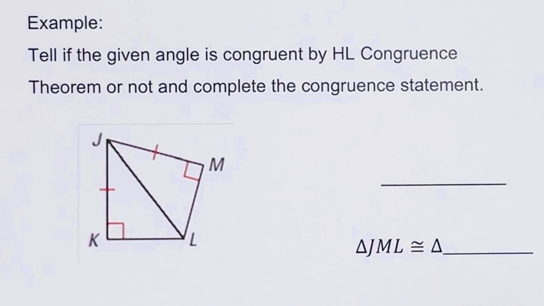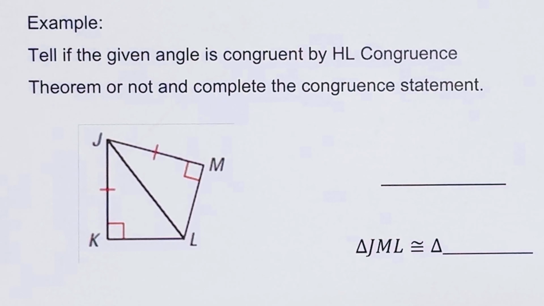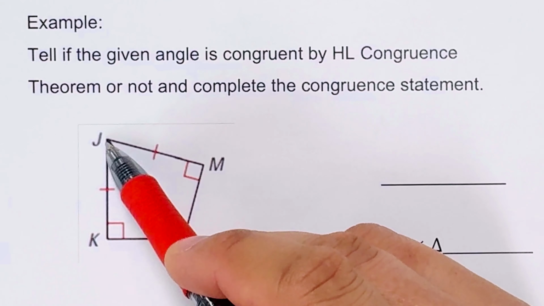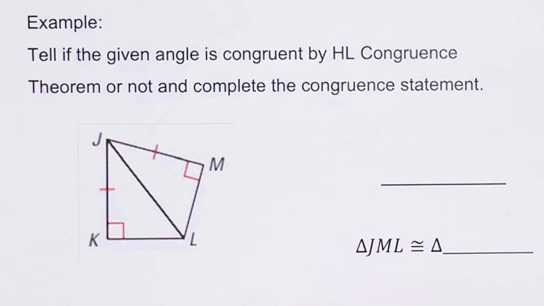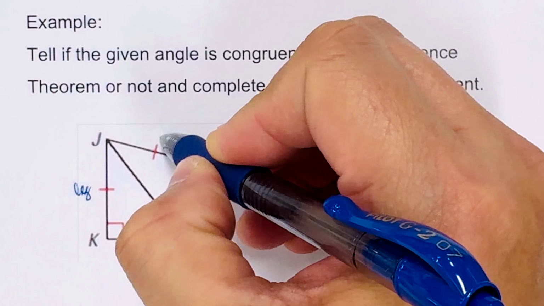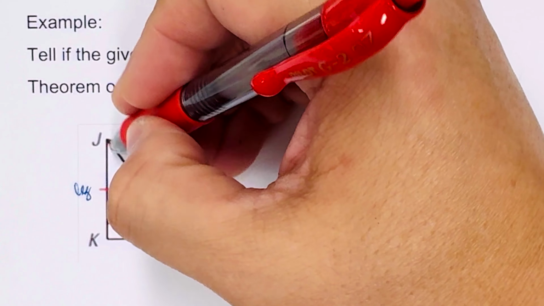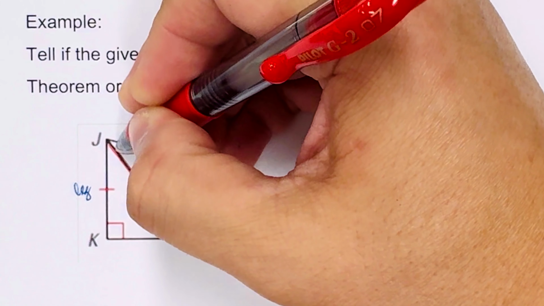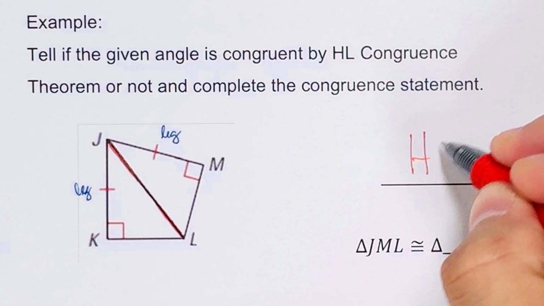I'll give you a minute to figure this out. Okay, so let's go over this. Is this HL or not HL? What is our KJ? A leg or hypotenuse? That's a leg. Okay, good. And this is another leg here. Where is the hypotenuse here? In the middle. So this is the hypotenuse. So can we say that this is HL? Yes. So this is an example of HL.